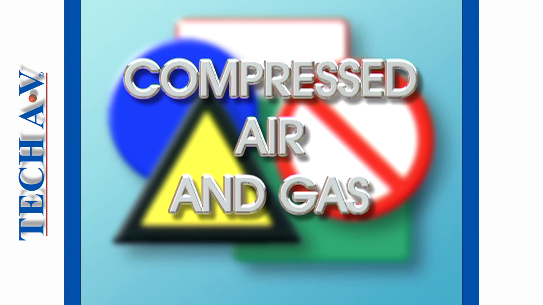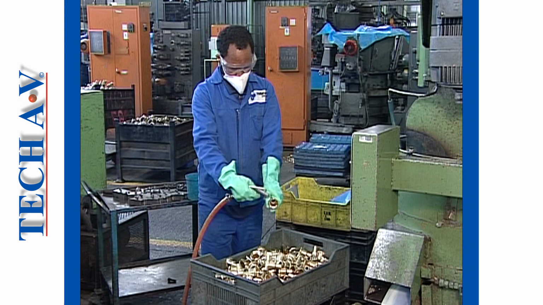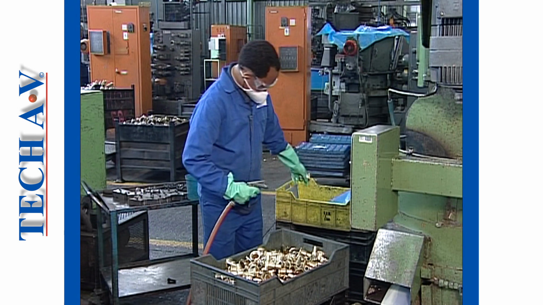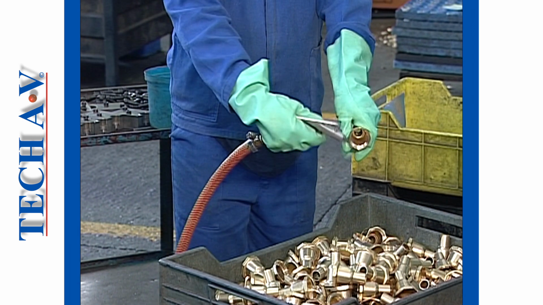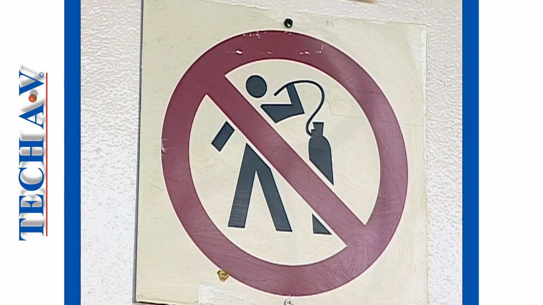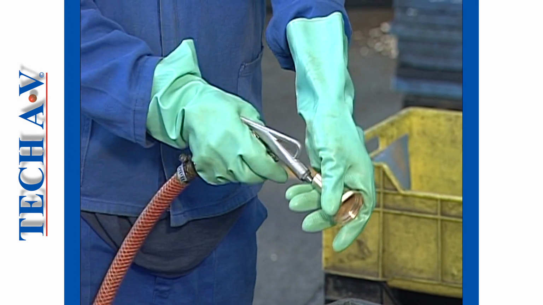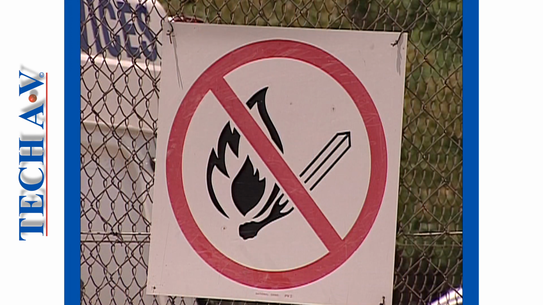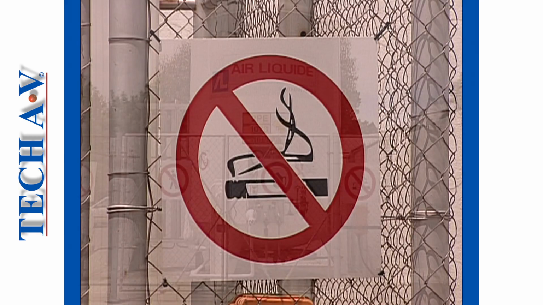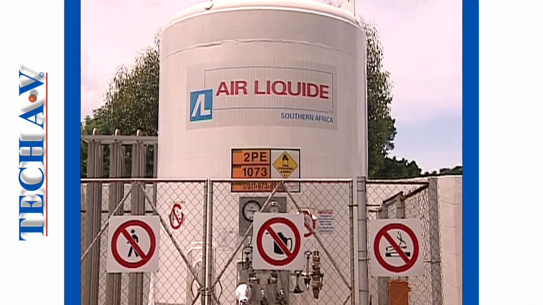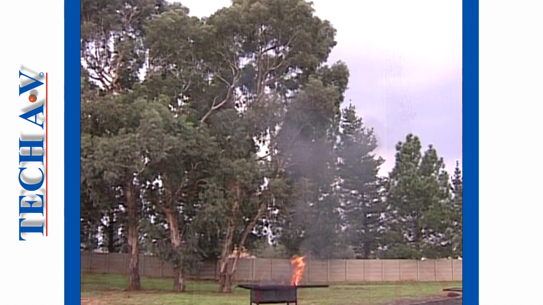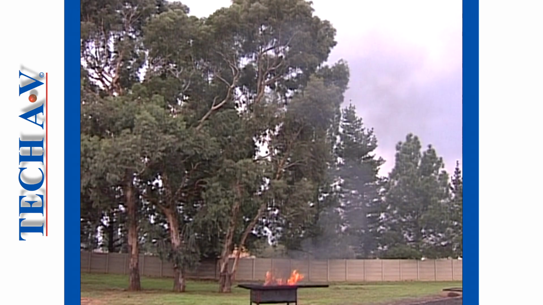We turn our attention now to compressed air and gas. Compressed air and other gases may only be used for the purpose authorized by a supervisor. Compressed air may not be used to blow off clothing or your person. No naked flame or smoking is allowed near explosive or flammable gas. Also, do not tamper with any gas system, as gas is highly explosive.